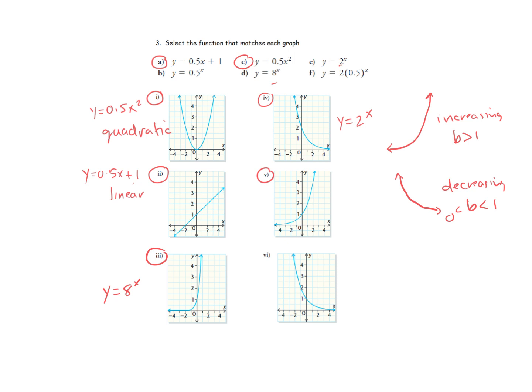So those are the two exponential functions that are increasing, so they have to have a positive base that is greater than 1. The other two are, oh, I put that one in the wrong one. This one is going up, so this one is 2 to the x. The other two are going down.